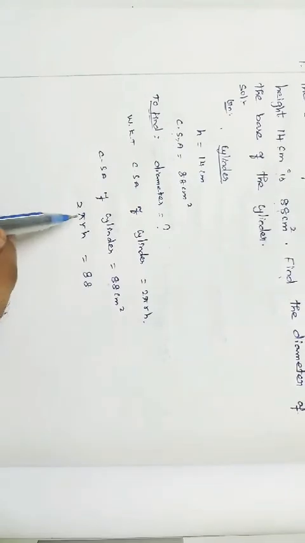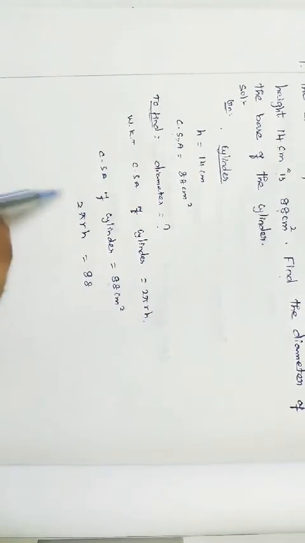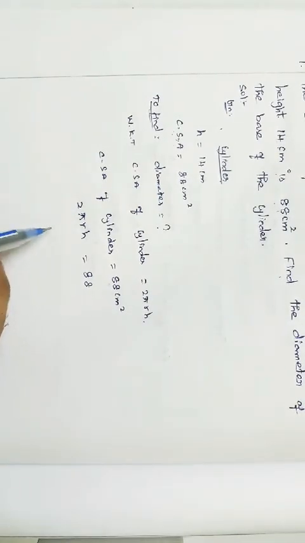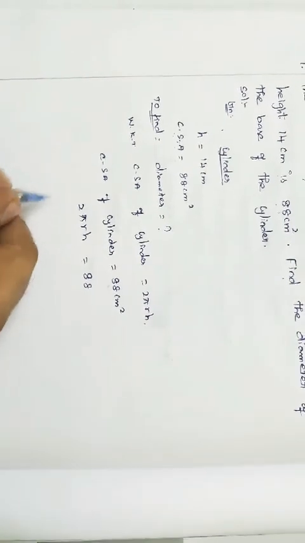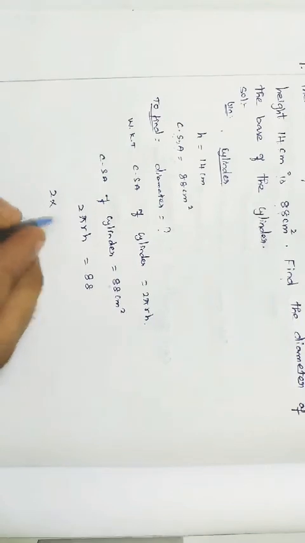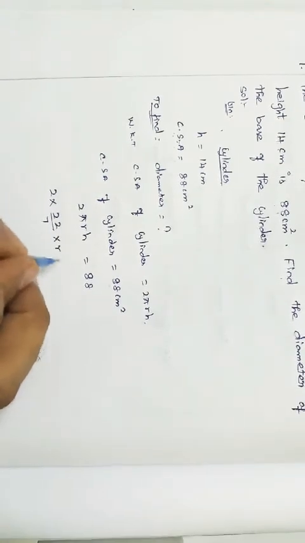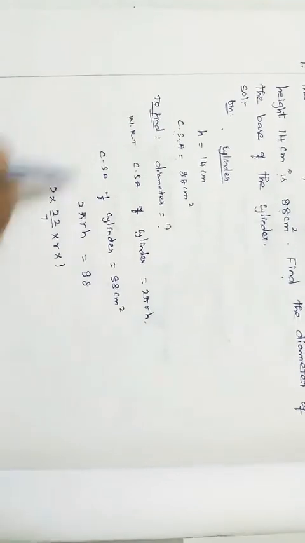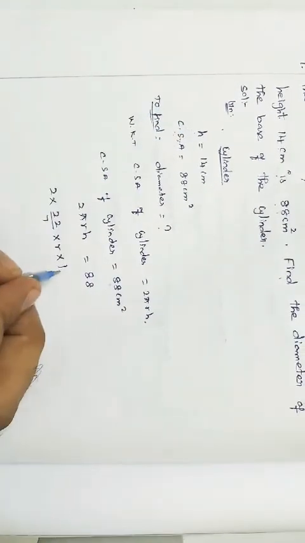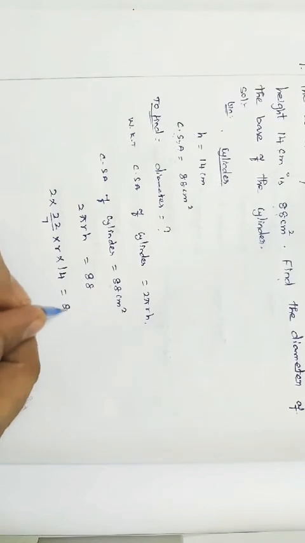Now we know the value of pi and h. Substitute and simplify, and whatever remains, take it to the other side, and then we can find the radius. So 2 into pi value, which is 22 by 7, into r into h. What is the value of h? 14 centimeter. So 2 into 22 by 7 into r into 14 is equal to 88.